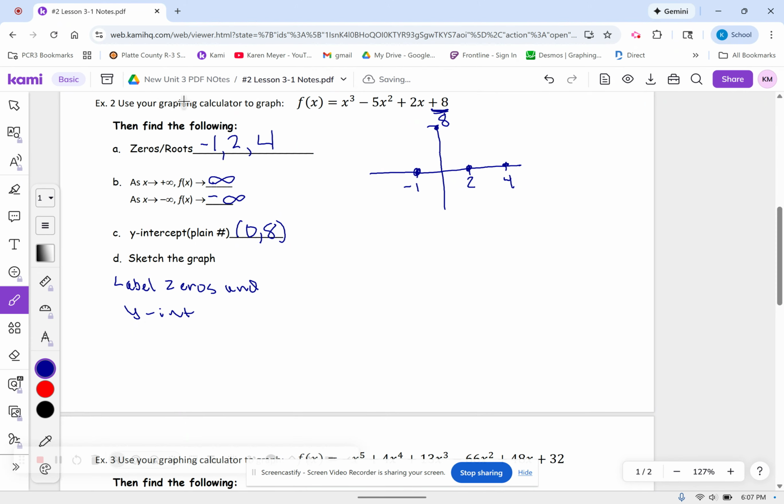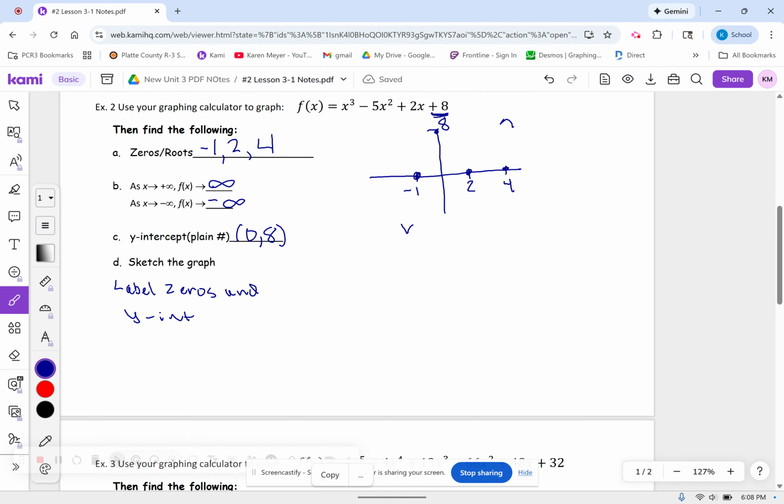In behavior, I know on the right side that it's going to end going up. On the left side, I know it's going to end going down. And then there were no multiplicities because I know the degree was 3, and I found all 3 answers from the calculator. So now I'm just matching what my calculator has. I'm starting here, and I'm going to go up through the y-intercept, come back down, and go back up like this. And voila, I'm done.